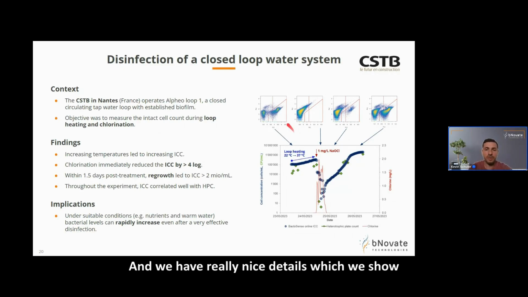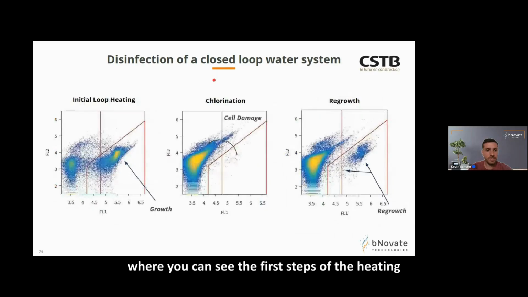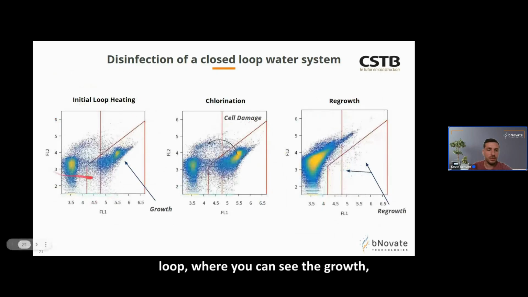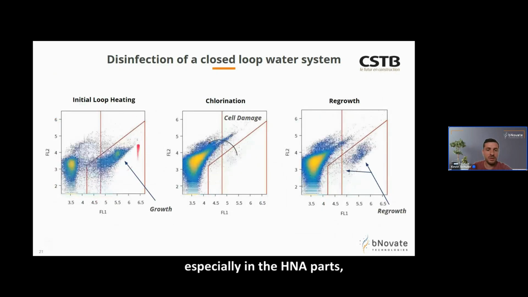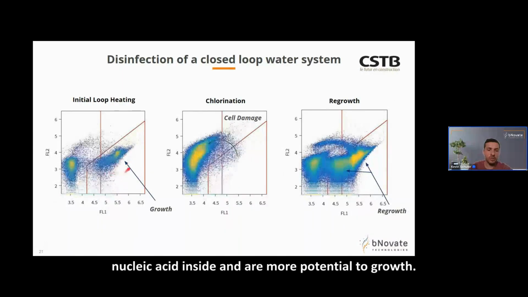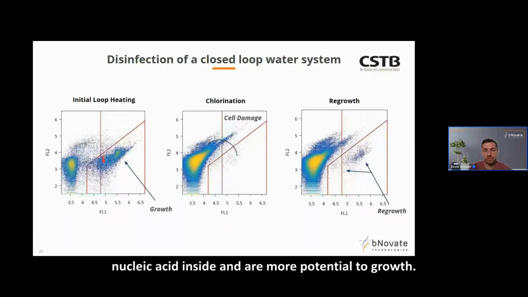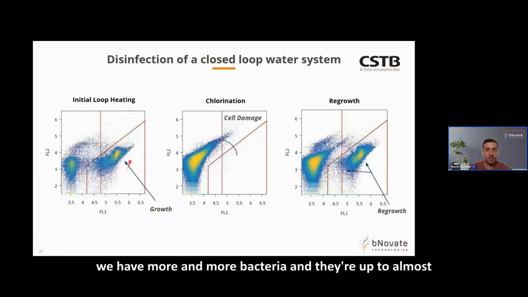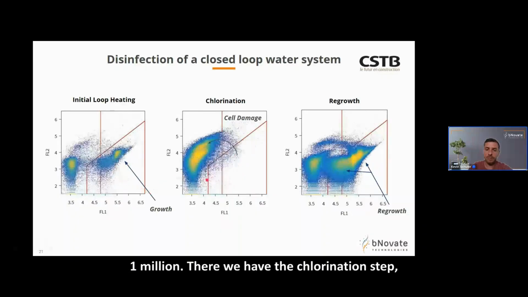And we have really nice details shown on the next slides, where you can see the first steps of the heating loop and the growth, especially in the HNA part, which is the bacteria that have more nucleic acid inside and are more likely to grow. So over time, we have more and more bacteria in there, up to almost 1 million.